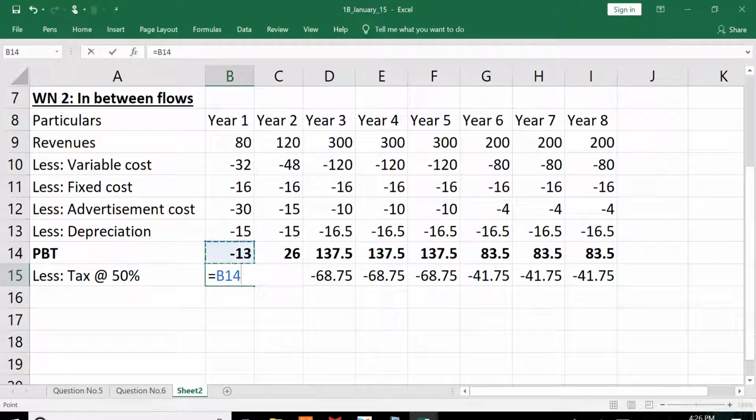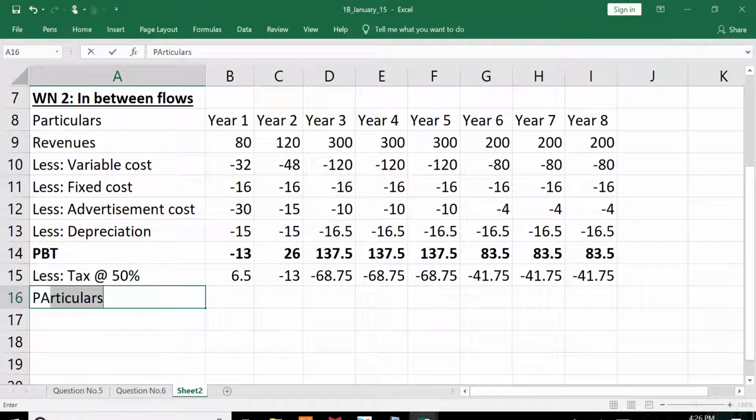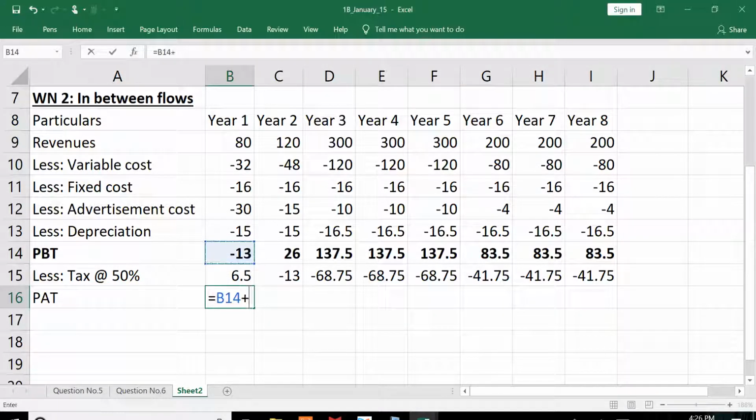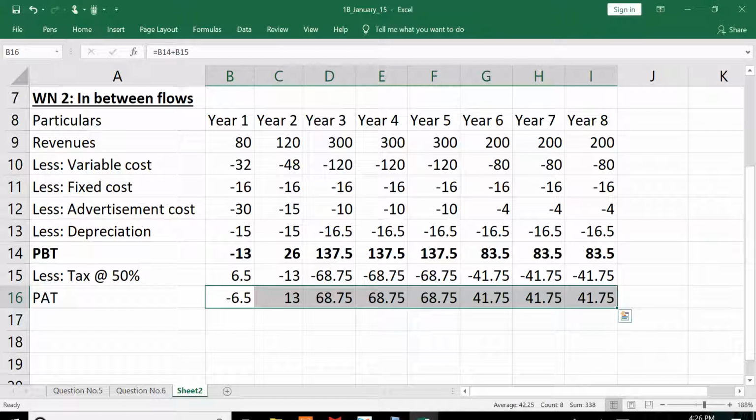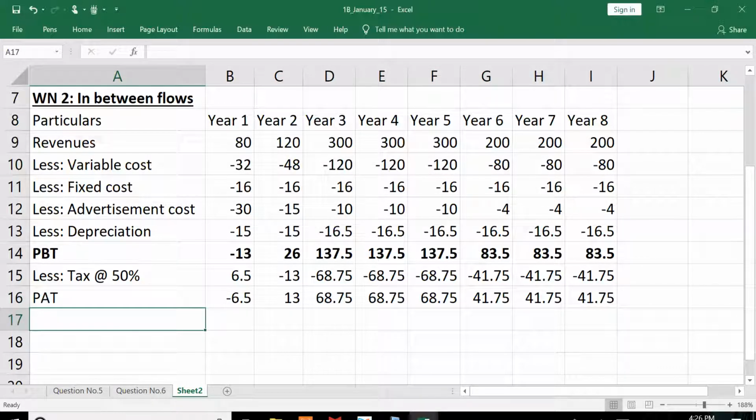The formula is this into minus 0.5, that is the tax. I have to subtract this. So minus of minus will automatically become plus, and my PAT. Because of tax, one year's loss comes down, and in the other years profits come down. So do this: less tax at 50%, less tax at 50%. There is a loss. On the loss the company will save tax. Because of loss the company is going to save tax. Less tax at 50%, you get PAT.